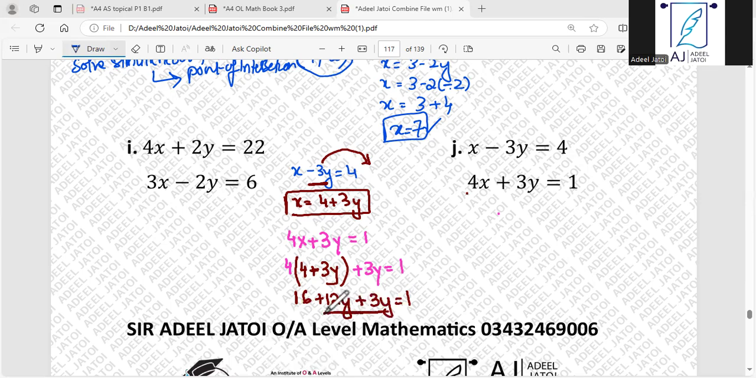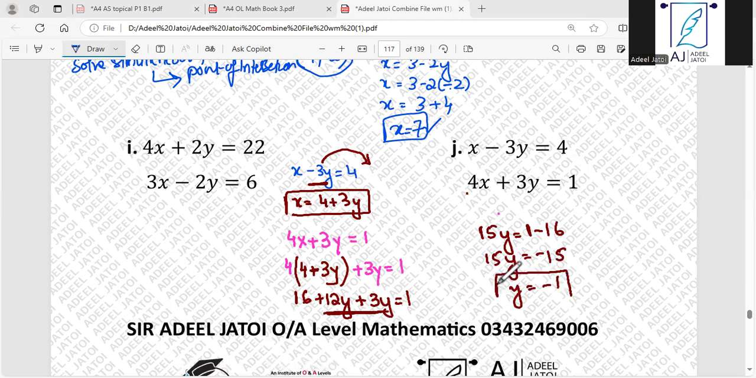So 12y plus 3y becomes 15y, and 16 goes on the other side, becomes minus 16. This will become 15y equal to what? Minus 15. So y becomes minus 1.